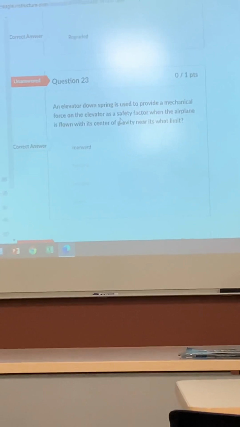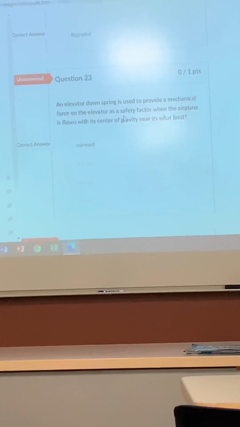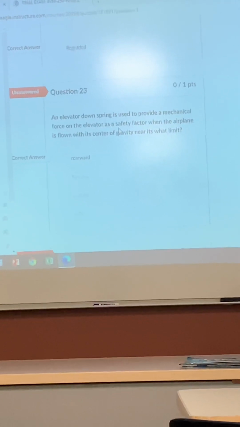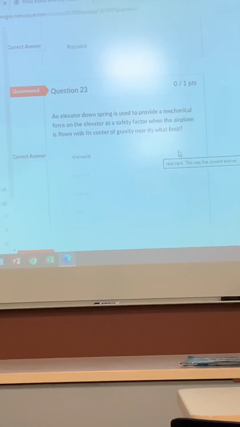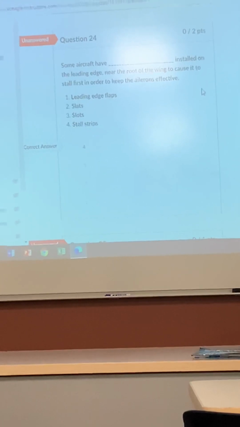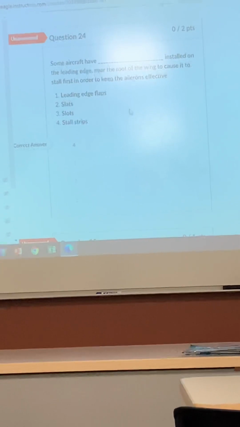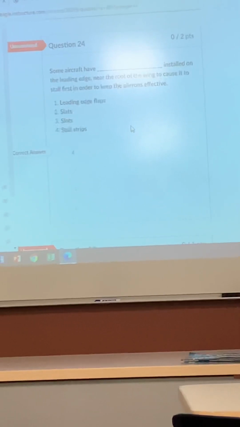An elevator downspring is used to provide a mechanical force on the elevator as a safety factor when the airplane is flown with its center of gravity near what limits? Rearward. Some aircraft have stall strips installed on the leading edge near the root of the wing to cause it to stall first in order to keep the ailerons effective.